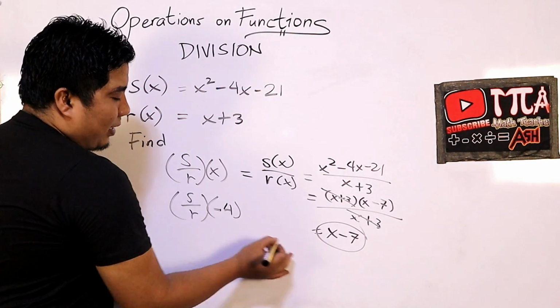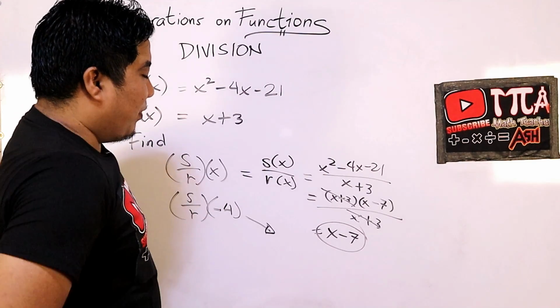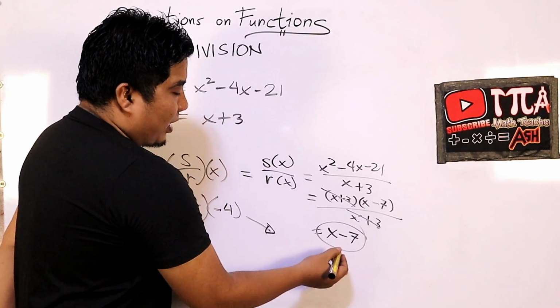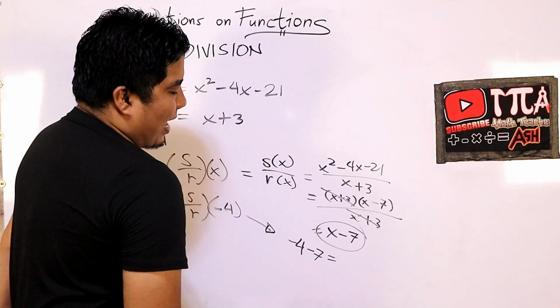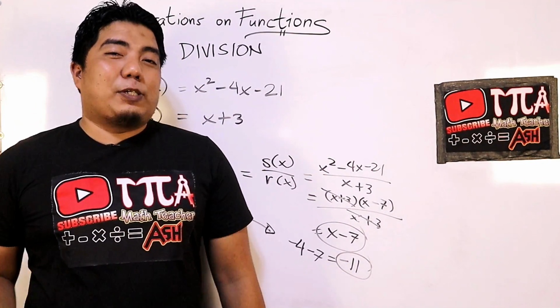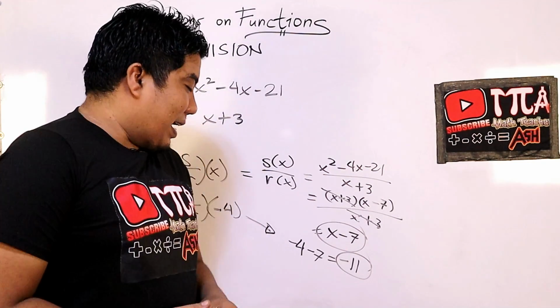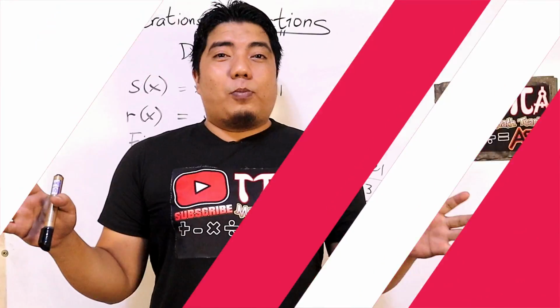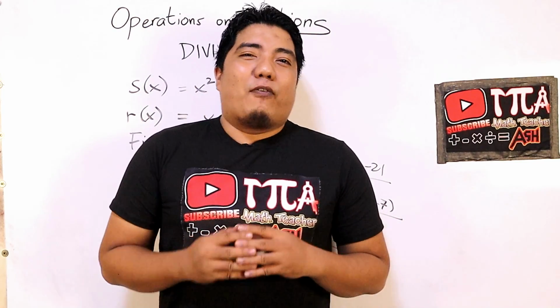So now, let us try to solve it by evaluating the value negative 4. So we have x minus 7, that will become negative 4 minus 7, and the final answer is negative 11. So therefore, for the first problem, we have x minus 7, and for the second problem, we have negative 11. So my dear math learners, I hope you have a wonderful time in learning how to divide functions.